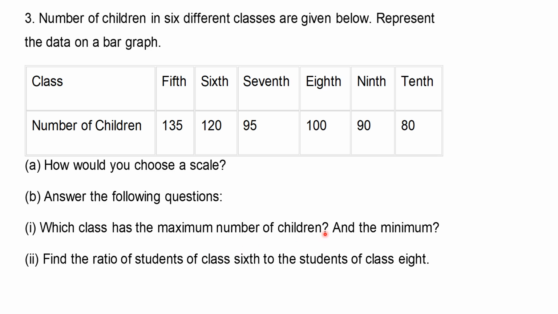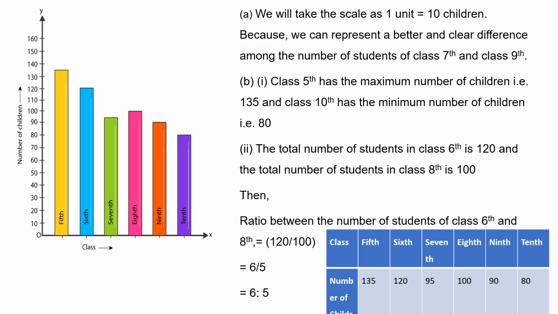Which class has the maximum number of children and which has the minimum? Find the ratio of students of class 6th to students of class 8th. For everything, first what we will do? First, let us draw the bar graph. Okay, let us draw the bar graph.